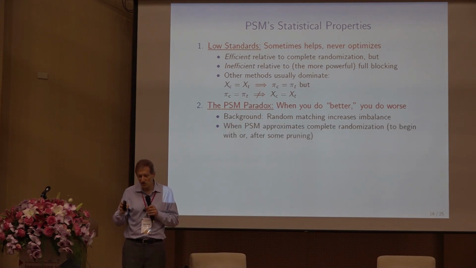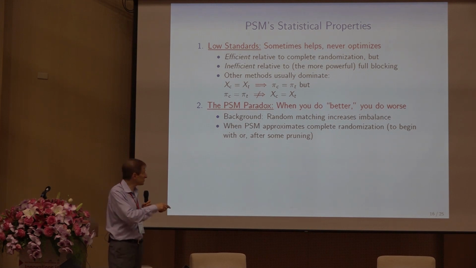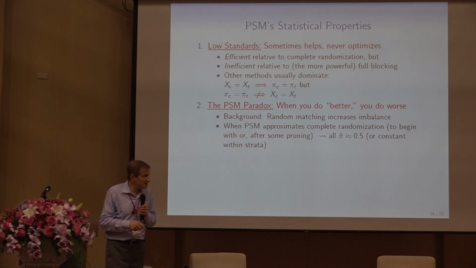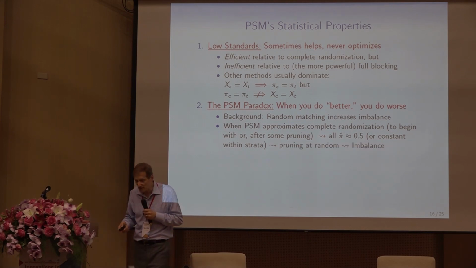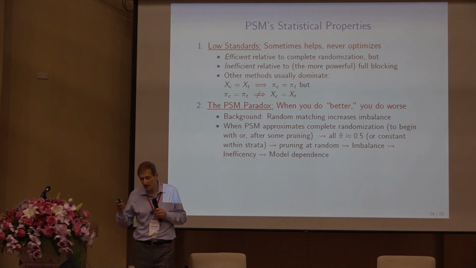When propensity score matching approximates complete randomization, in other words, you start pruning with propensity score matching and it does the right thing, when it gets to complete randomization, it is matching at random. If you get to all the propensity scores being the same, then you're literally matching at random, or constant within strata. So you're pruning at random. If you're pruning at random, you are producing imbalance. And imbalance leads to inefficiency. Inefficiency leads to model dependence, and model dependence leads to bias.